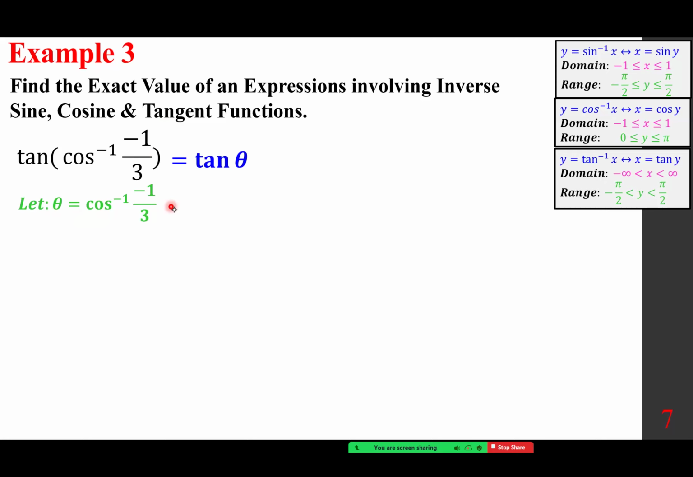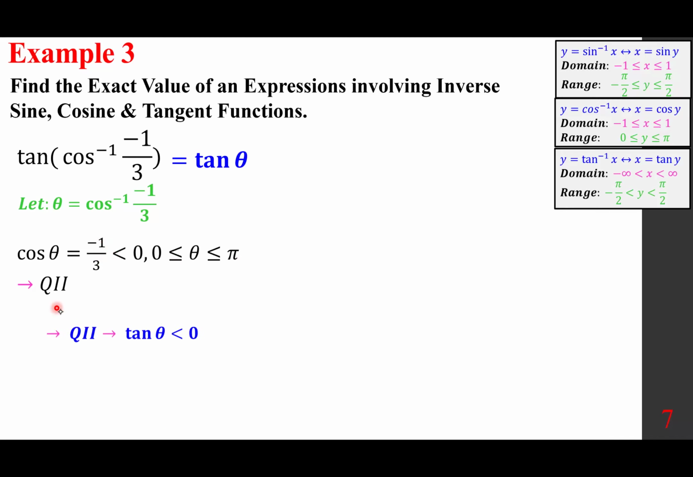Find tangent. And cosine happens, of course, in the first and second quadrant. Remember the restriction for the inverse cosine: for it to work, we put the domain of cosine from 0 to pi. Just remember that. So now, if cosine is negative and we go from 0 to pi, it has to happen in quadrant 2. Because in quadrant 1, of course, all of them are positive. In quadrant 2, cosine is negative, so is tangent. So we established the sign.